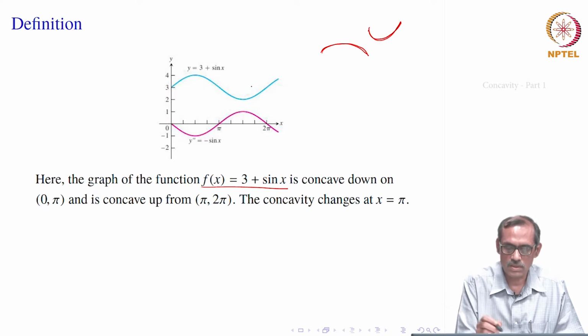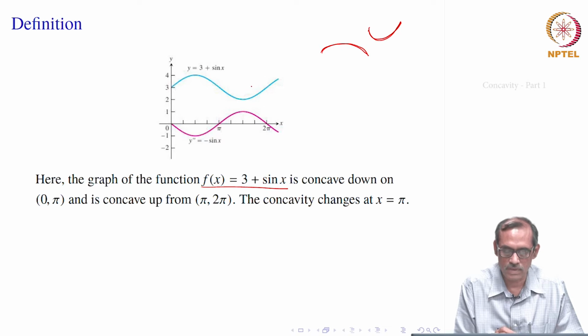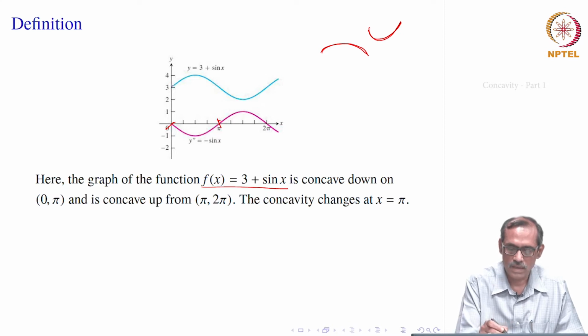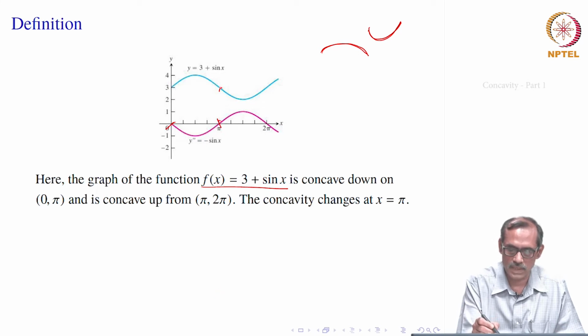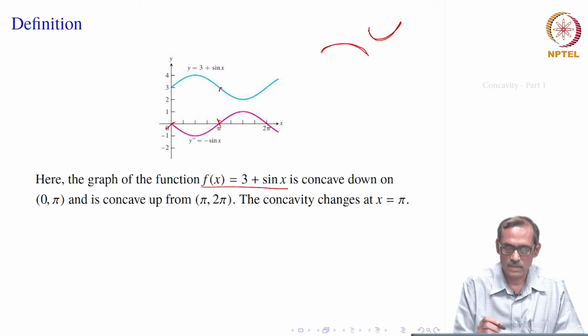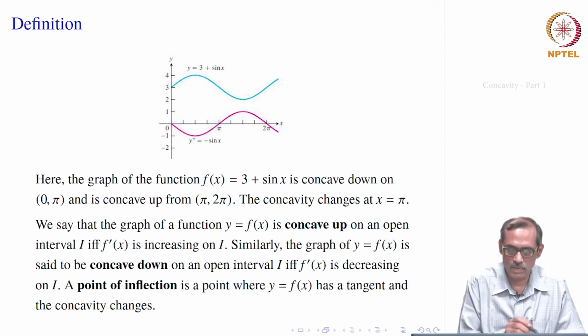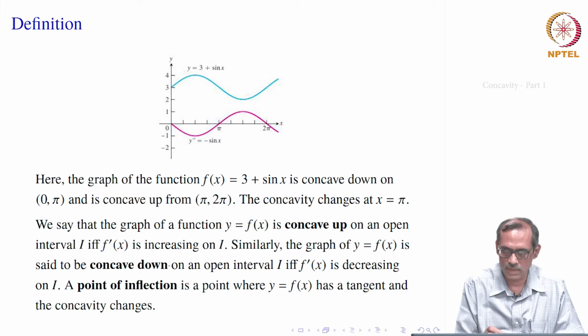Now, in this plot of y equal to 3 plus sin x, you can see from 0 to pi, this interval, the curve is concave down, and from pi to 2 pi, the curve is concave up. So, you would say that concavity changes at x equal to pi. This is just an intuitive idea. So, we will be telling how to decide about that.